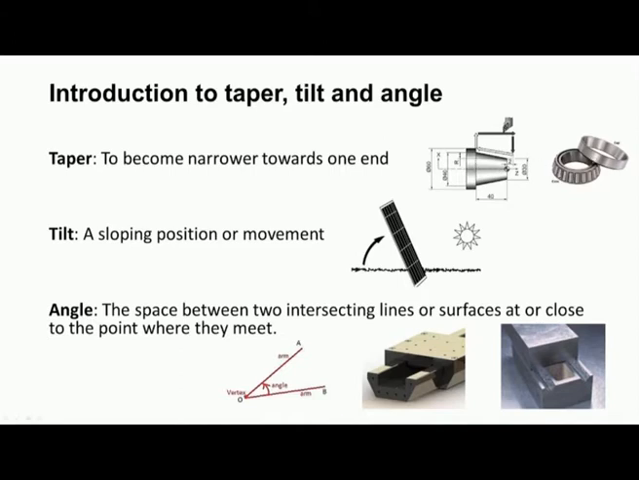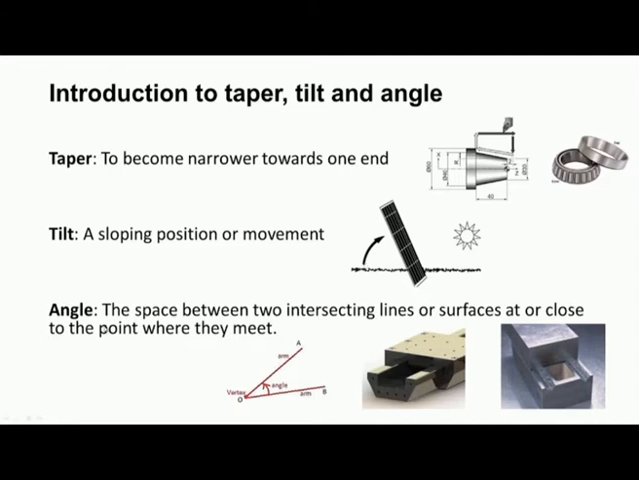You can see one example here, a tapered roller bearing. And then the tilt, a sloping position or movement. One simple example is shown here. We have a solar panel, whose inclination or orientation is changed with the tilt. That means this sloping position or sloping movement is known as tilt.